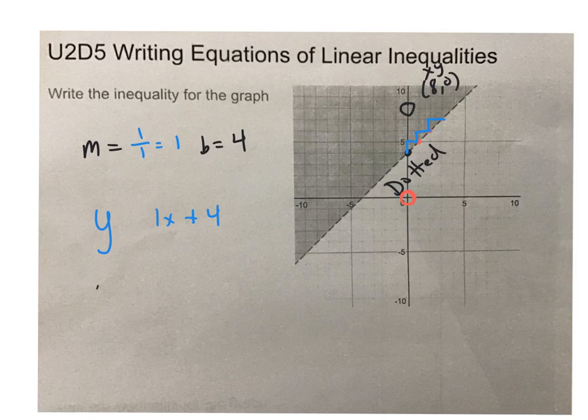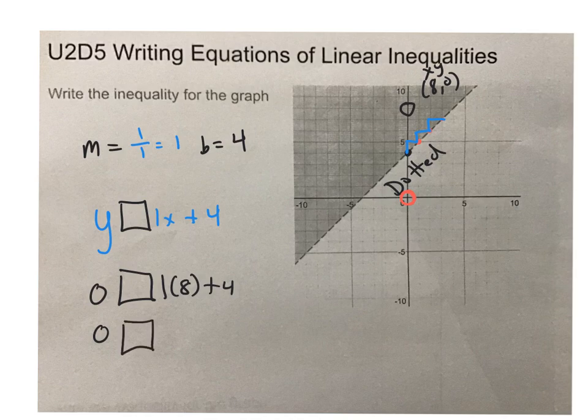So I'm going to plug in my value, 0, some symbol that we do not know, 1 times, and I'm going to plug in my next one, 8 plus 4. So this simplifies down to 0, some symbol, 12. Now, we want this to be a true statement because it's in the shaded region. So what would make the statement true? Well, we'd have to use a less than sign. So we come up here, that makes my statement, and we're done.